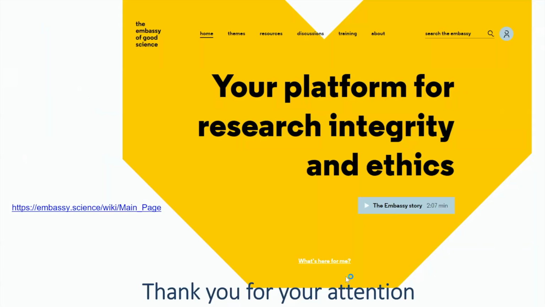And I will finish with another resource that is now available, which is a platform for research ethics and research integrity, a MediaWiki platform that was funded by the European Commission. It's called the Embassy of Good Science, where there are discussions and resources, and lots of training resources about research integrity available here. So thank you very much.